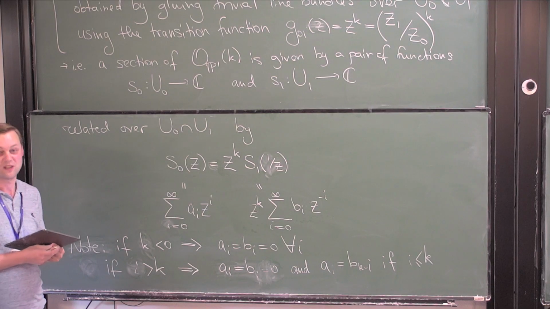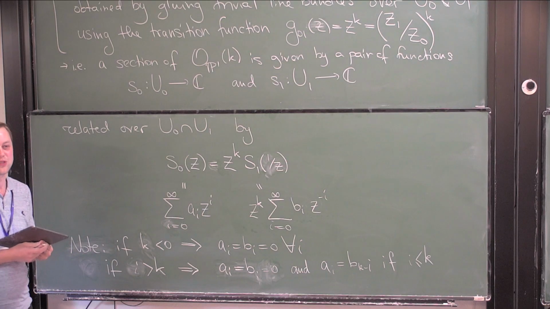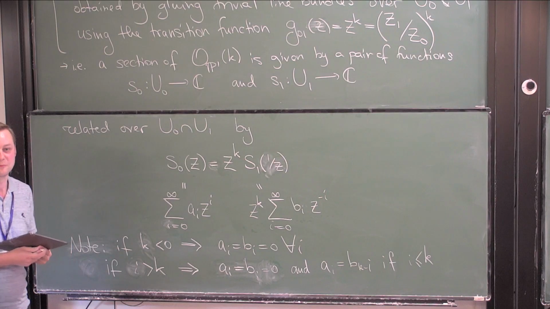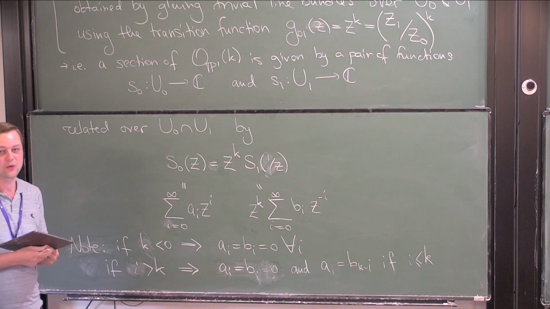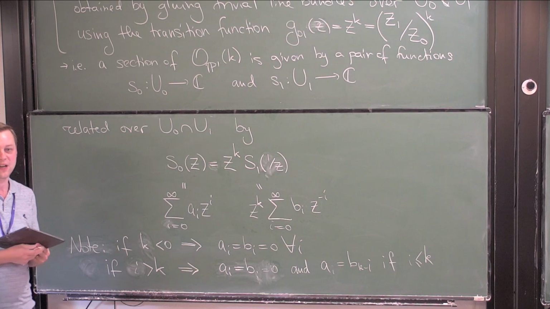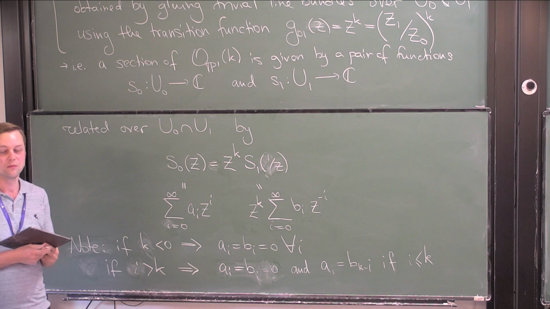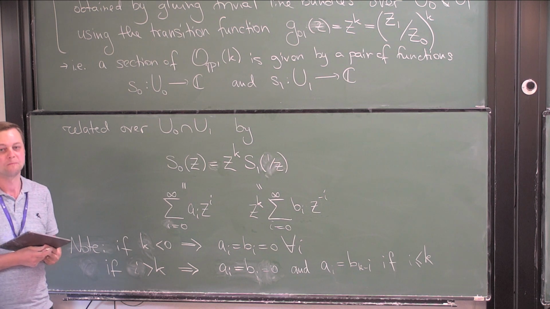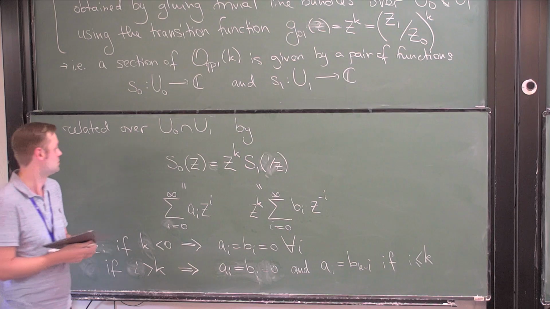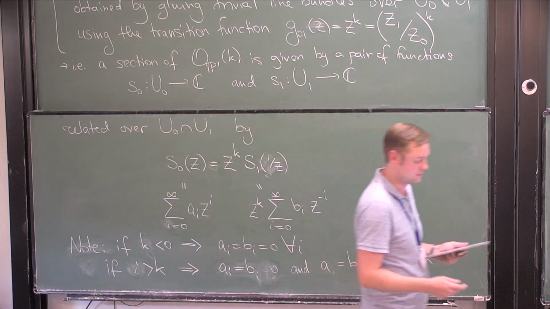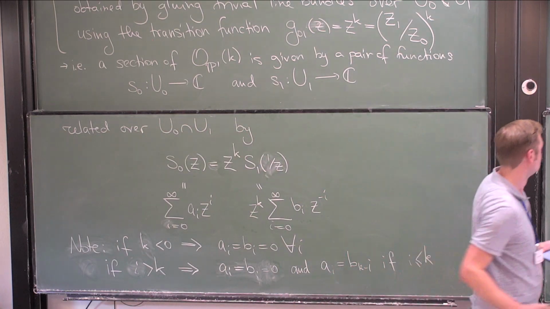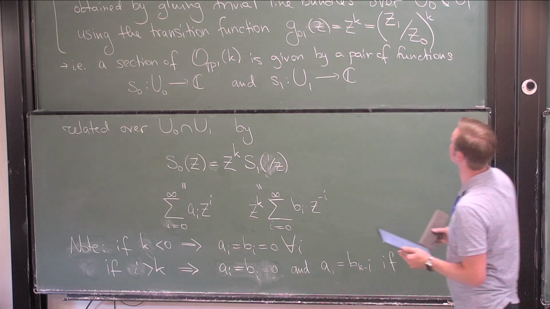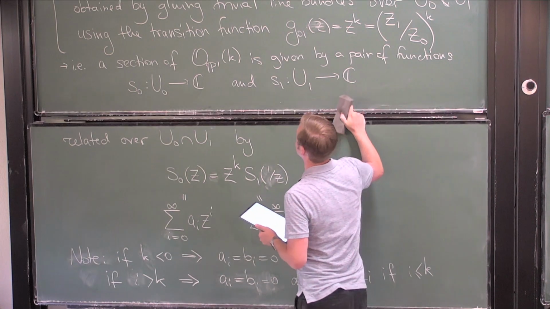So choose a different chart and make the same argument. And you will see that that pole persists. So it's not an artifact of choosing bad coordinates. It's something deeply intrinsic to the space. Right.